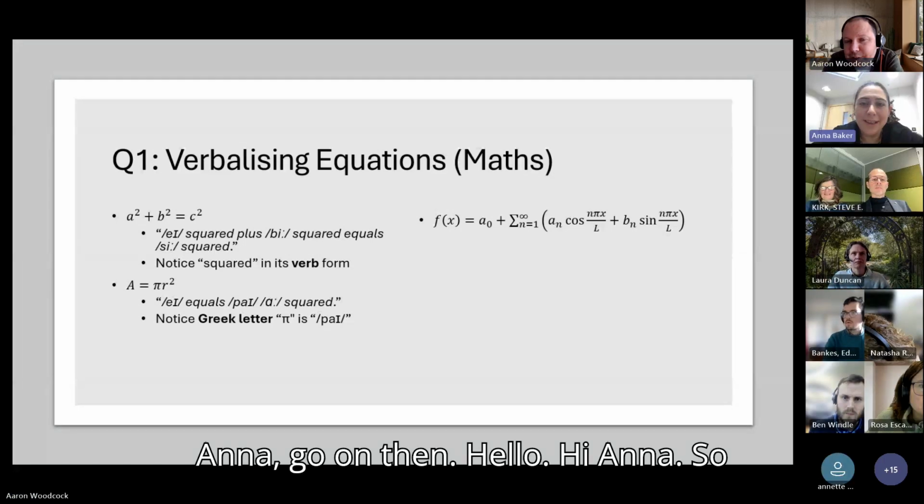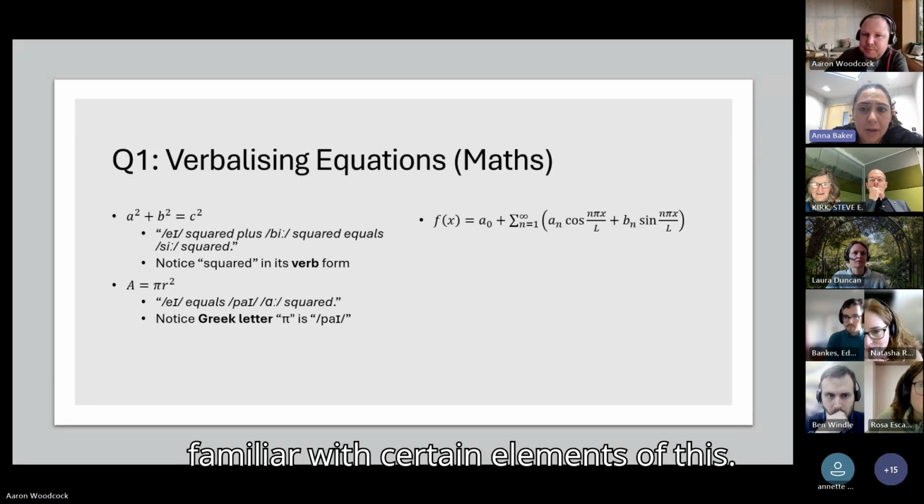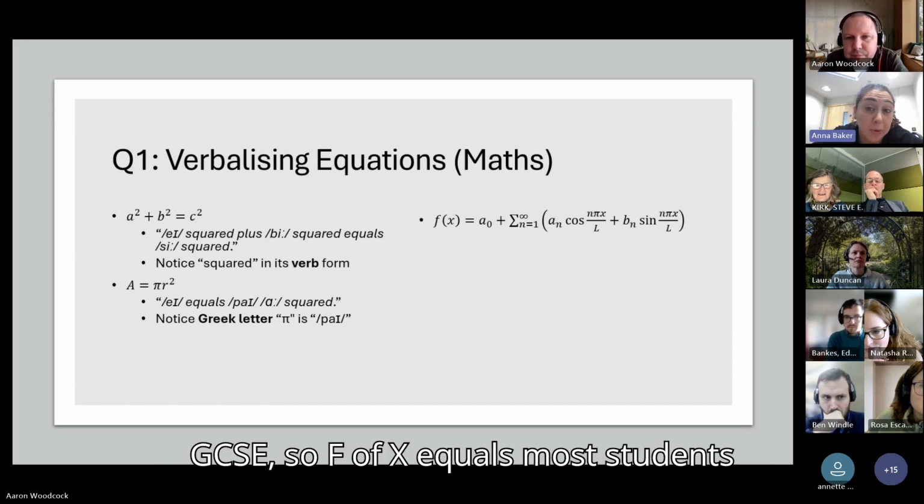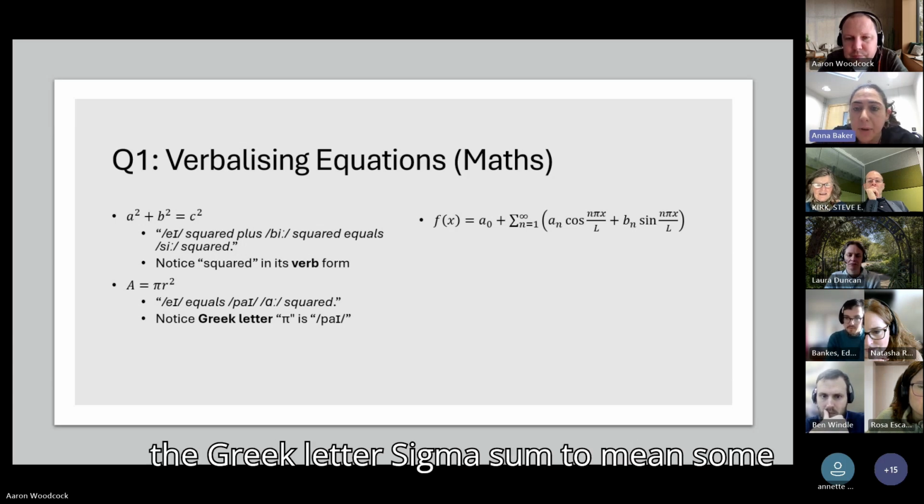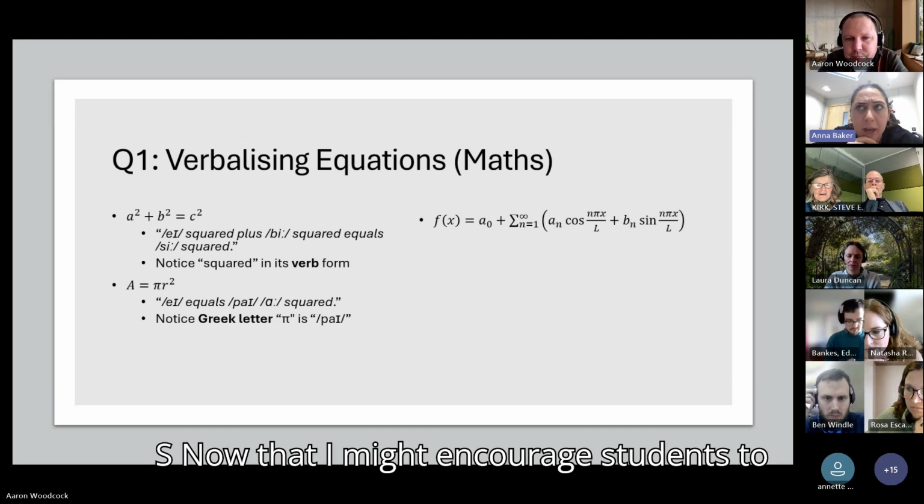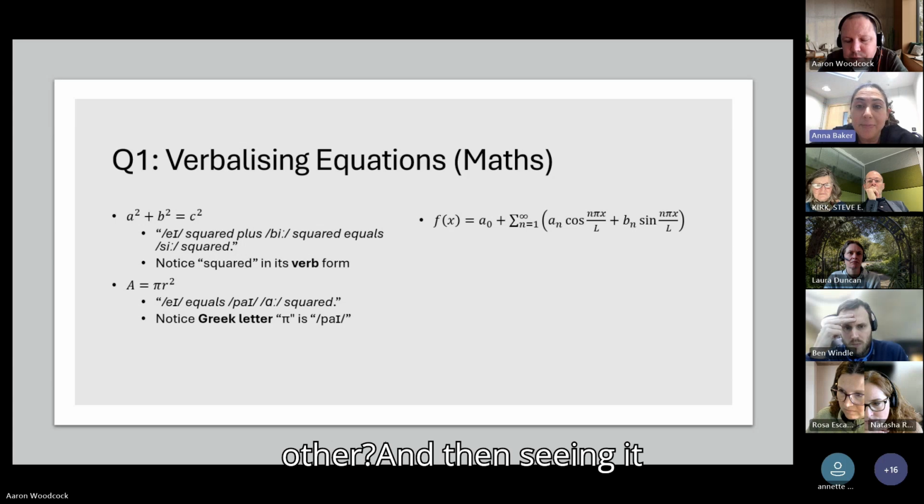Anna? Go on then. Hello. Hi, Anna. So I suppose all maths students would be familiar with certain elements of this. We teach functions probably in GCSE, so f of x equals, most students could grasp. The capital sigma, the Greek letter, meaning sum, that's been brought into A level, or even AS now. But I might encourage students to read this to each other and then model how to say it.